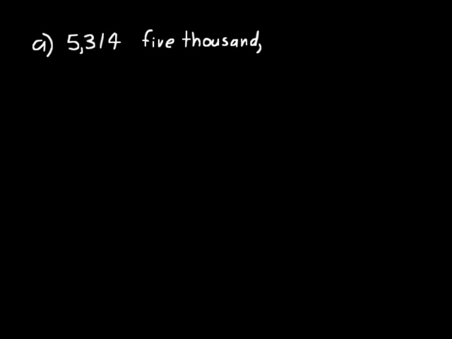comma. And then we have 314. And so we'll just say 300. And then the word 14. No ands. There's no money. We're not separating dollars and cents out. So we just need to say 5,000, comma, 314.